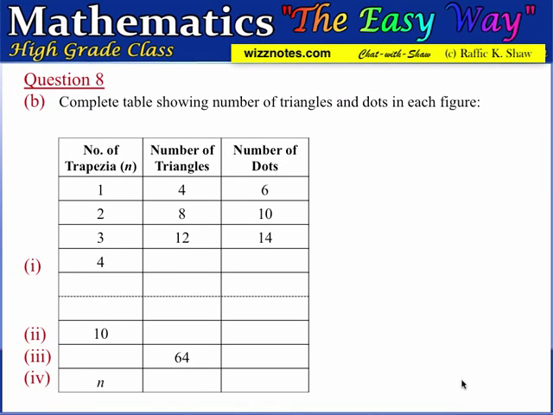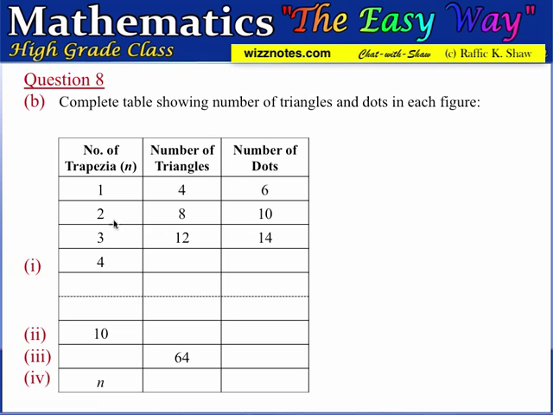Well, part B gives us this table and we're required to complete this table. In this table, we are given a column with the number of trapezia, which matches their figure number. We are also given a column to show the number of triangles in the figure. And then we are given a column showing the number of dots in the figure. And so in the first figure, which had 1 trapezium, there were 4 triangles and 6 dots.